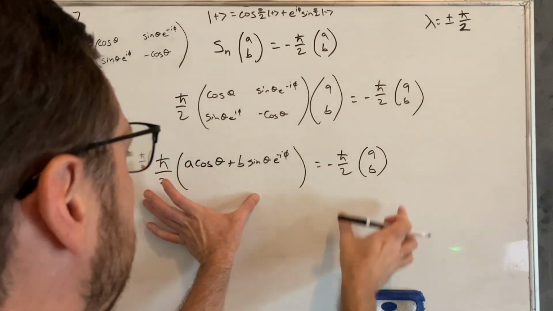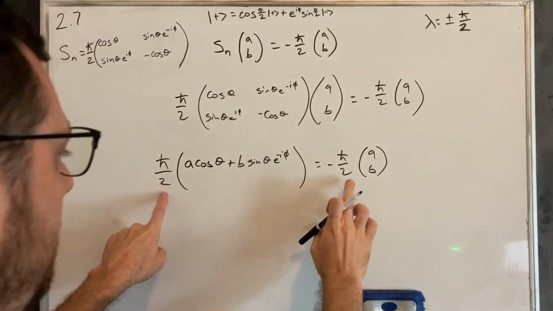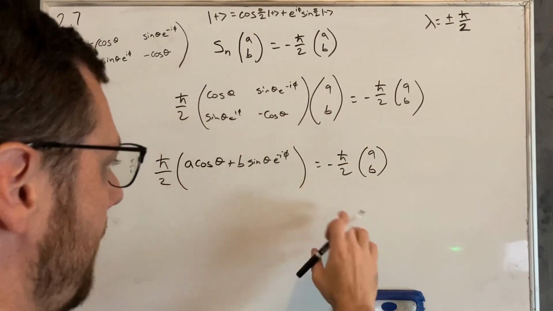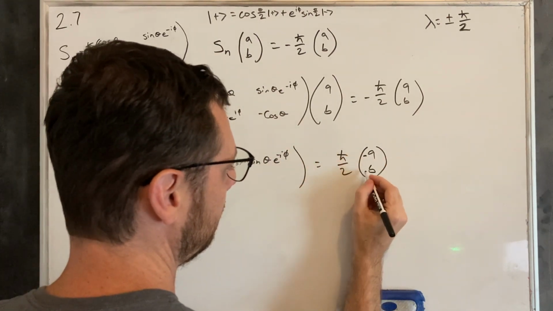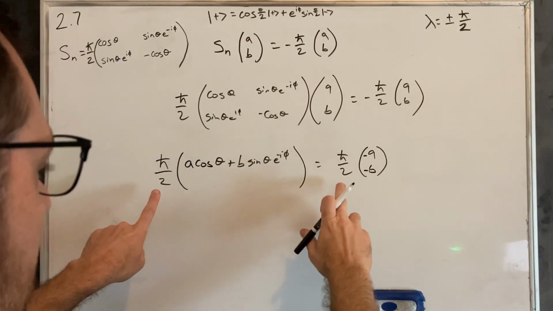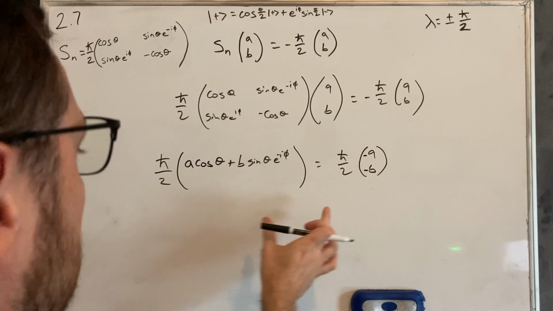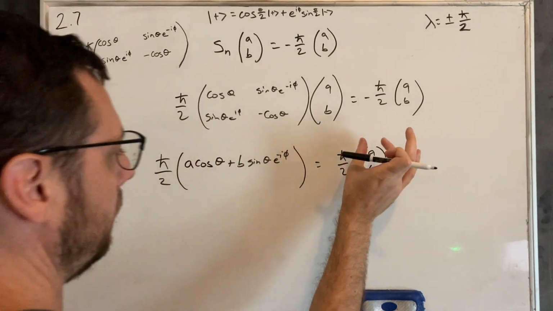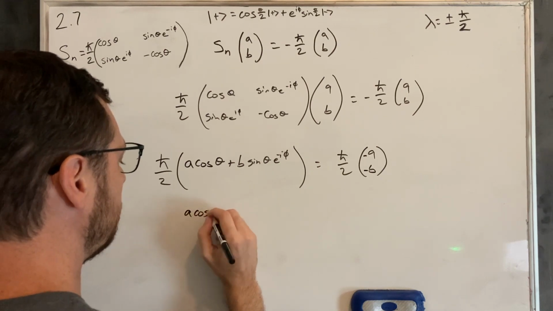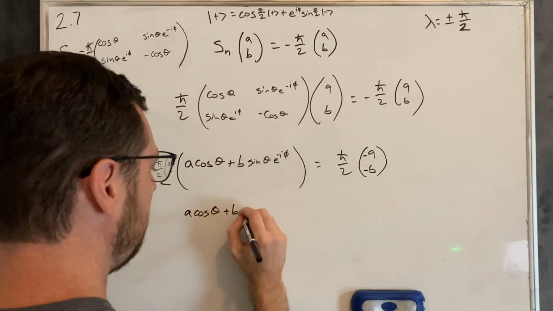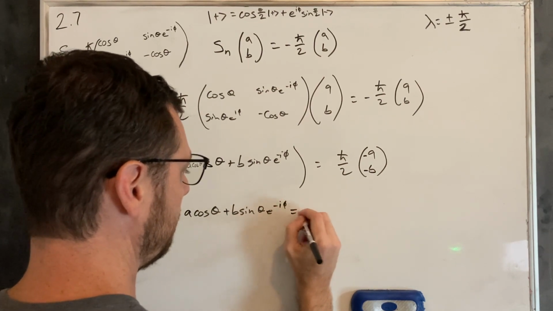But we want this side to match this side so that we know that this would equal that. Well, these don't match right here, but we can make it match by just distributing out that negative. So we put that negative inside this vector right here. Now this outer term matches, so then we can assume that these inner terms match, which means that a cosine theta plus b sine theta e to the negative i phi is equal to negative a.